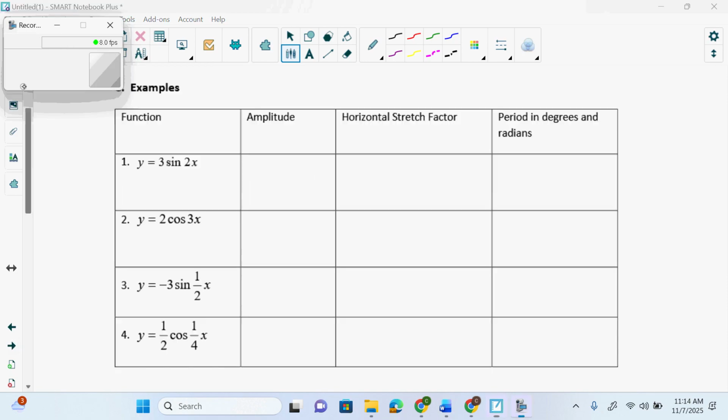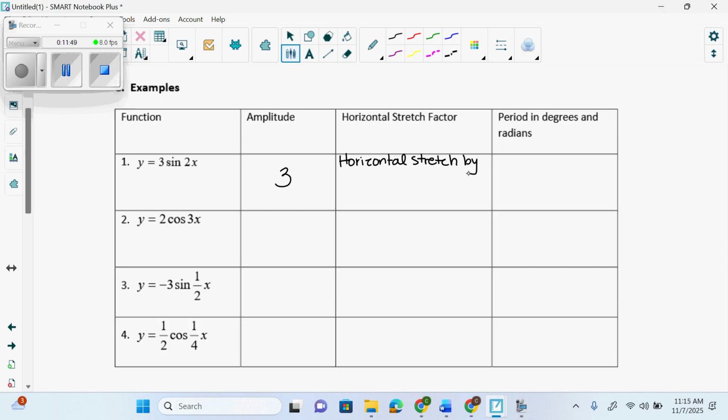So the amplitude of the first one is 3. It has a horizontal stretch by a factor of what? About the y-axis. And the period is 360 times what? 1/2, which is 180, or 2 pi times 1/2, which is pi. So if you multiply by the horizontal stretch. If you divide, you would divide by 2, by the B value.